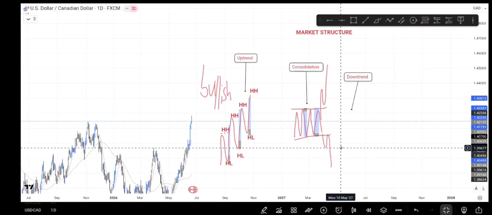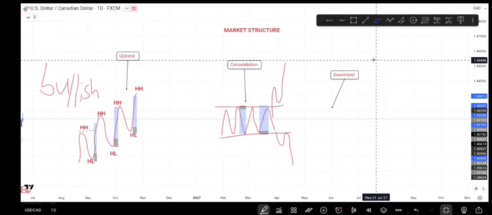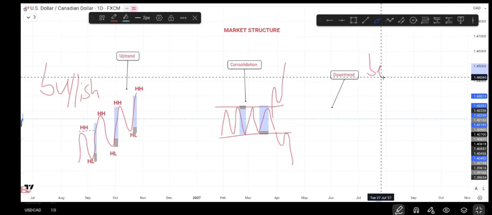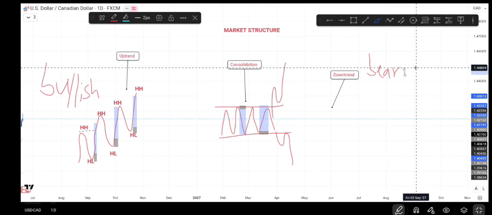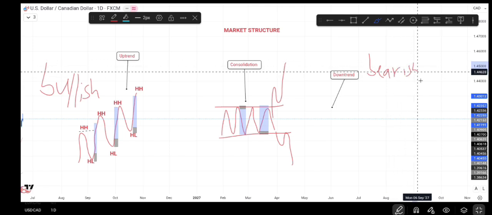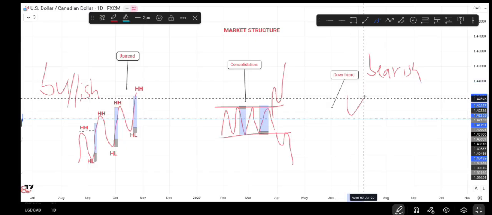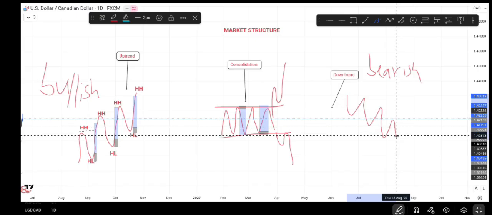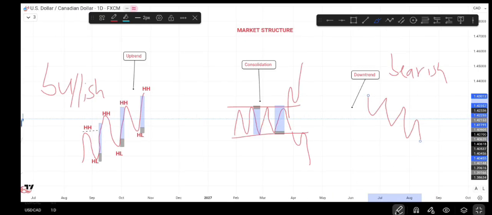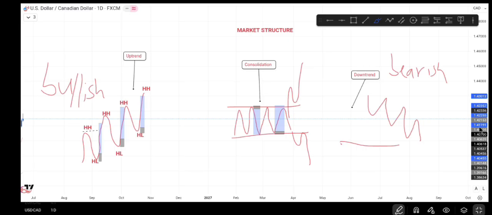So the next type of market is downtrend. It's a downtrending market, which can be called a bearish market. And in the bearish market or in the downtrend, I want to see lower lows and lower highs, lower lows, lower highs, and lower lows. So that's basically what we want to be seeing on a downtrend or on a bearish market.